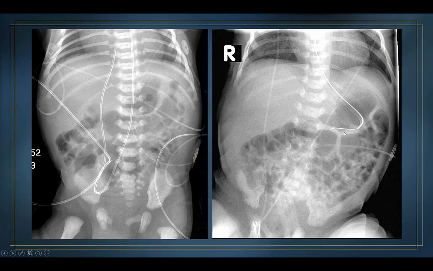This is another patient. Again, this is sort of a dilated loop of bowel, but that looks like a haustration, so it also is probably normal.